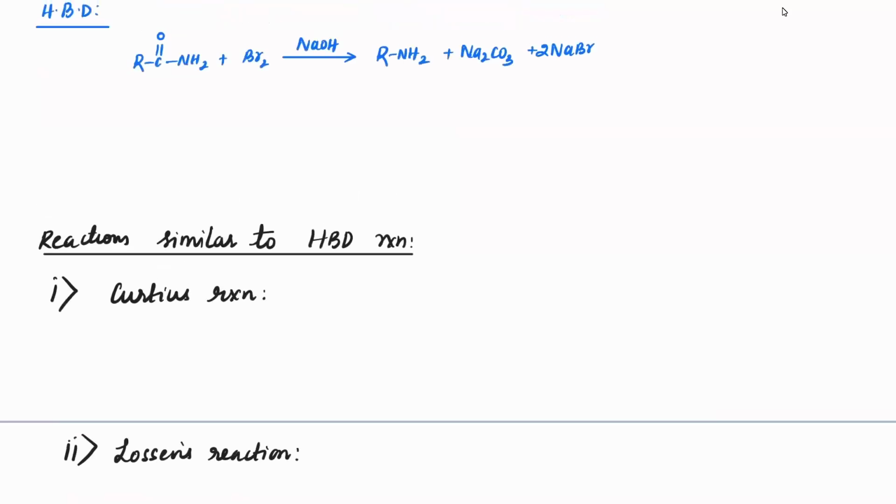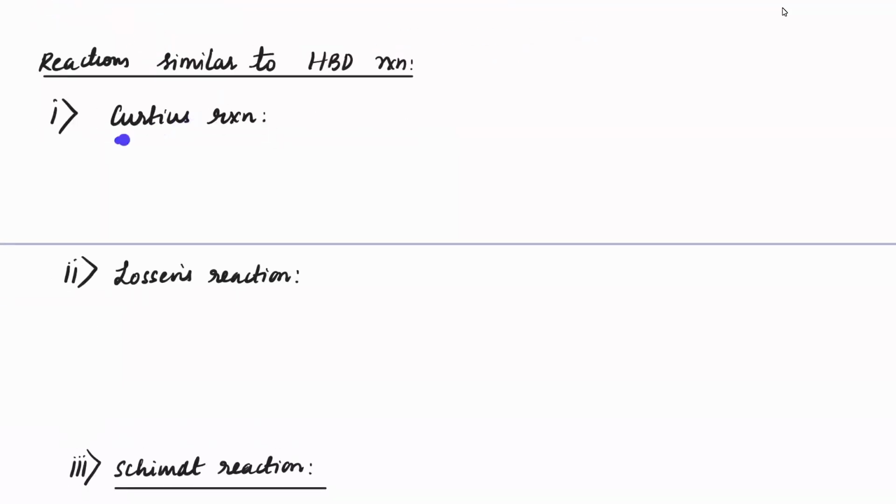Now, there are reactions which mimic, or have quite similarities to, Hoffmann bromamide degradation. Starting with the first, the Curtius reaction. Curtius reaction is when you have an acid chloride reacting with sodium azide. This is an azide salt.